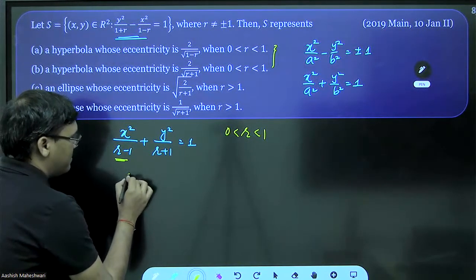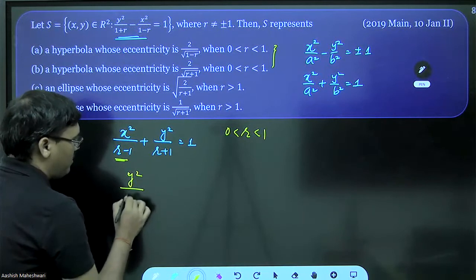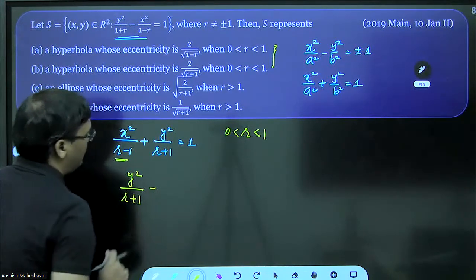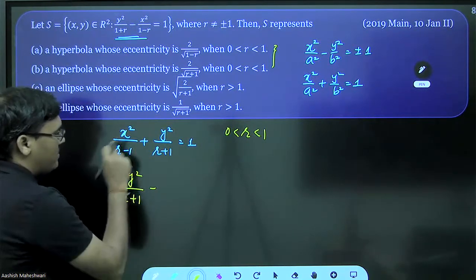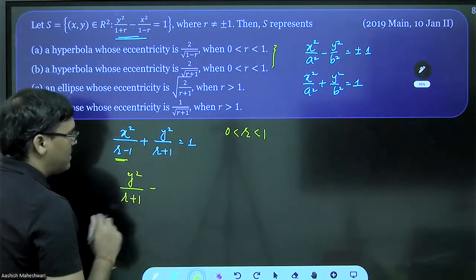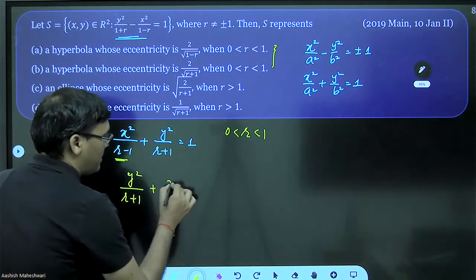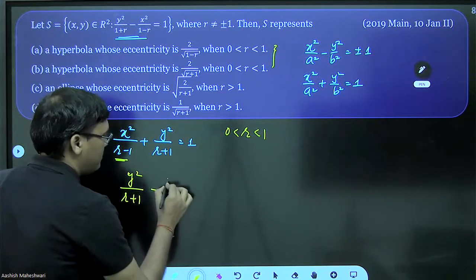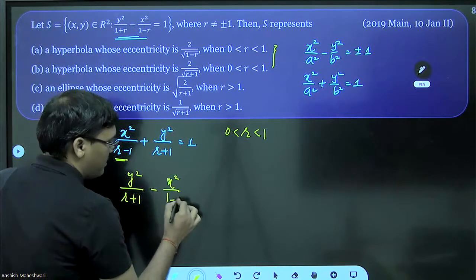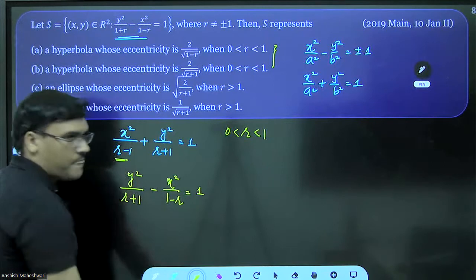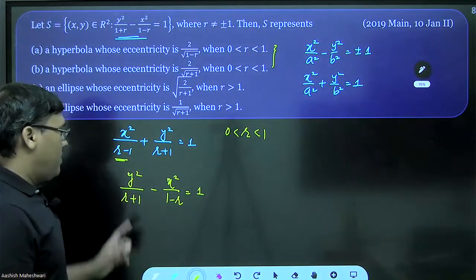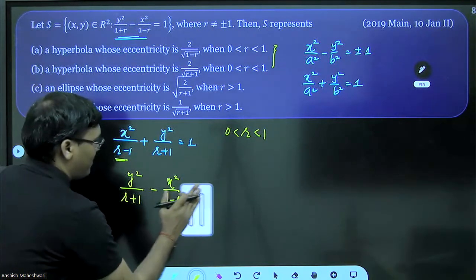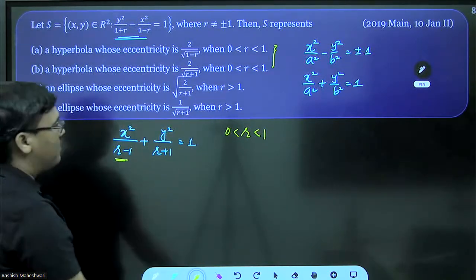I'll just write it here. This is y square upon r plus 1 minus... if r is between 0 and 1, this quantity is a negative quantity. So let me write it like this: y square minus x square upon 1 minus r is equal to 1. We have to find the eccentricity of the hyperbola.